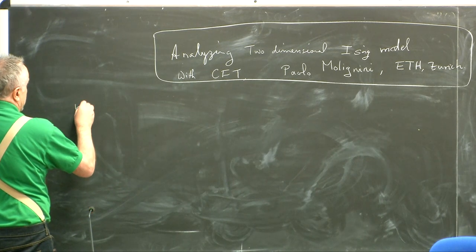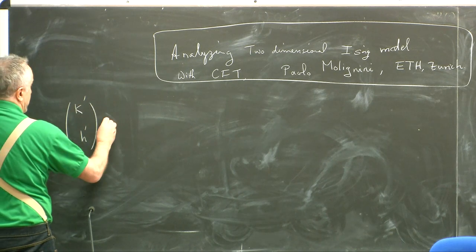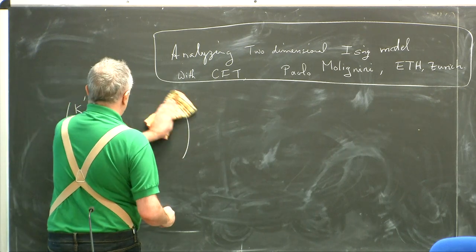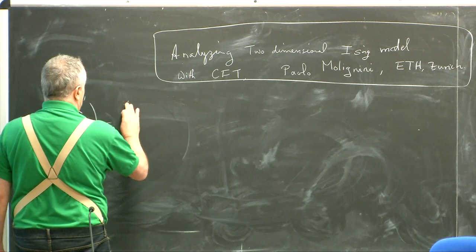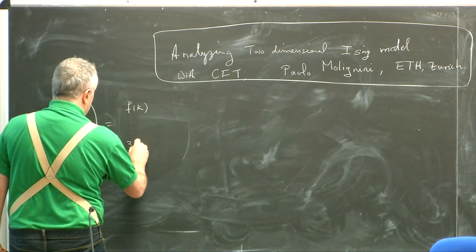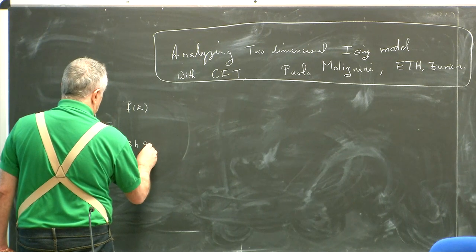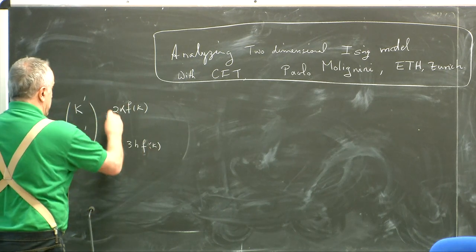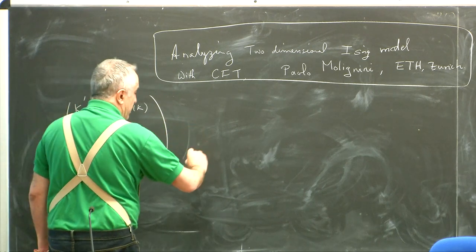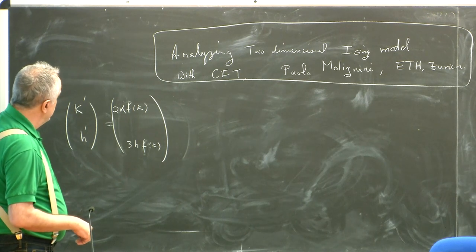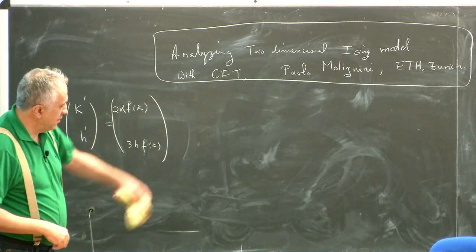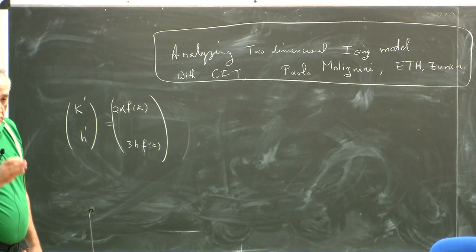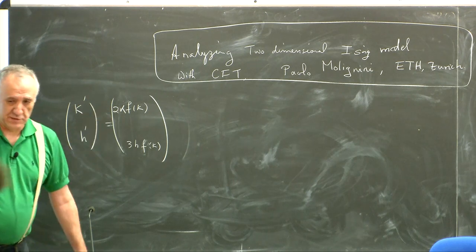So I have an RG formula for K prime, H prime, which is equal to some sort of expression of K and 3H. Something like this. So when I form my stability matrix, what is F of K here? It's that guy. I don't know who said it, but it said the mark of a theoretician is laziness. So I'm just being lazy.